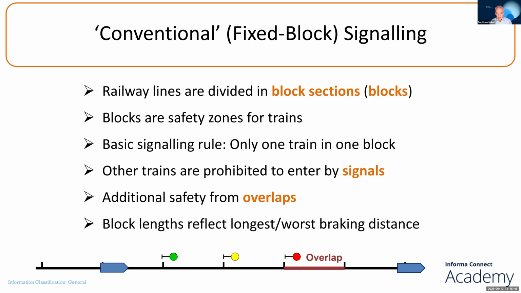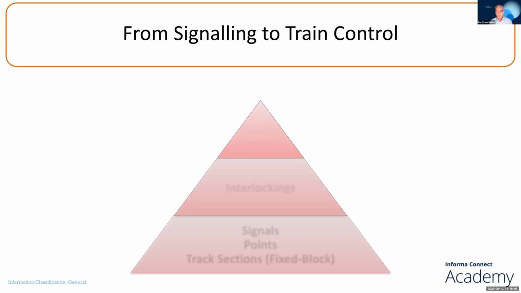faster. So I mentioned before these three levels of conventional signaling, protected signaling, and high performance signaling. And high performance signaling in this context here is nothing else than the modern train control that I'm talking about. So how does it work from signaling to train control?